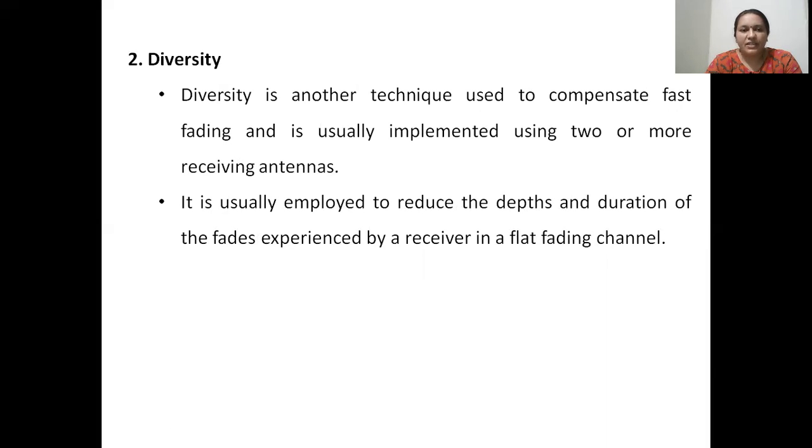used is diversity technique. Diversity is another technique which is also capable of compensating for the fading, and it is usually implemented at 2 or more receiving antennas. It will contain 2 or more receiving antennas which will compensate for the fading. It's usually employed to reduce the depth and duration of the fades which are experienced by a receiver in a flat fading channel. So it basically works on the depth and duration of the fade and minimizes them, hence improving the quality of the signal.